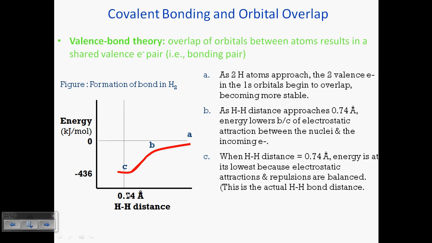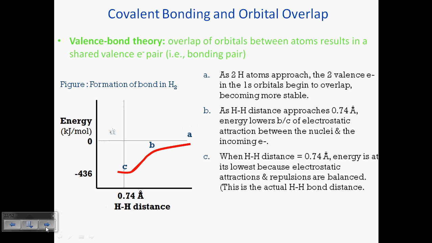Now if we look at part C, where the distance between the two hydrogen atoms is 0.74 angstrom, you will see that this is the lowest energy because of the maximum electrostatic attraction. At this point, the attractive and repulsive forces are balanced. This is the lowest energy state, hence the most stable state, and we call point C the bonded state.